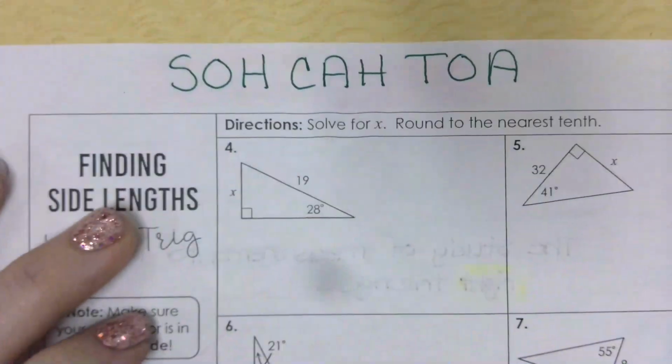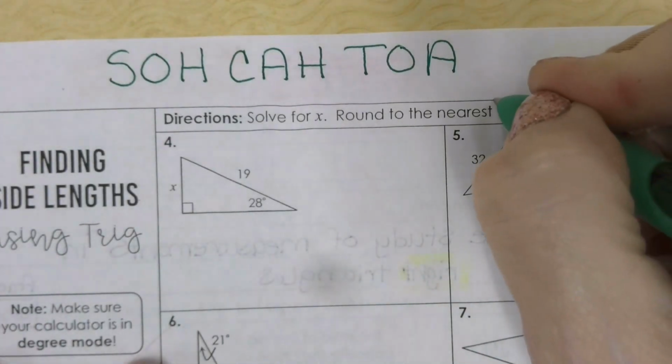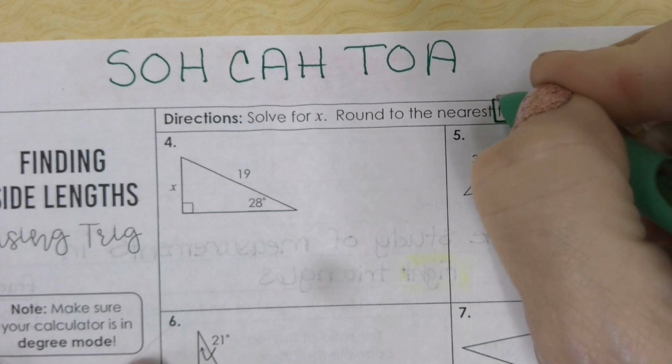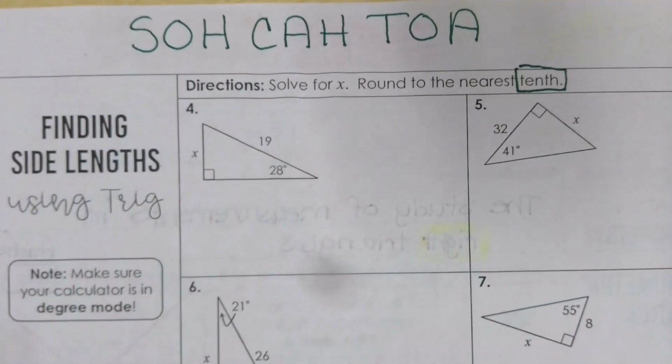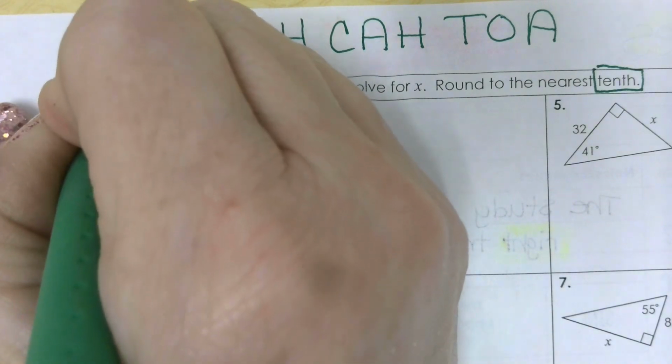Okay, guess what? The more you write it, the more you're going to learn it. Okay, and we are rounding to the nearest tenth for our problems. Okay, so we are going to have a process here. First thing we're going to do is we are going to label.